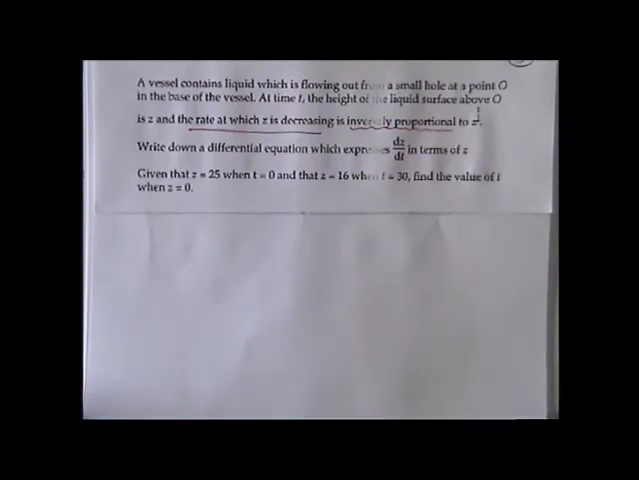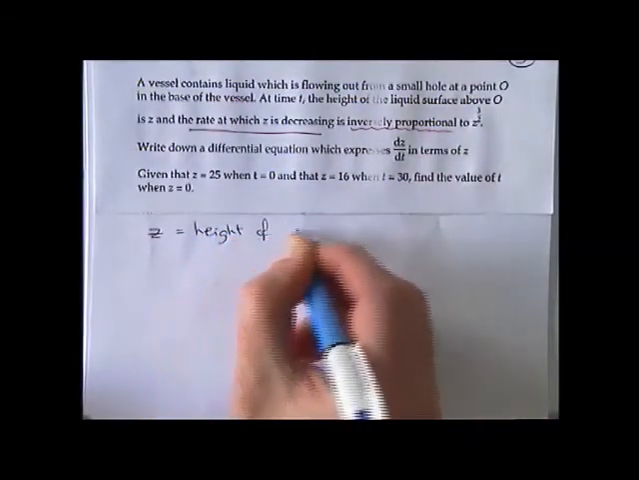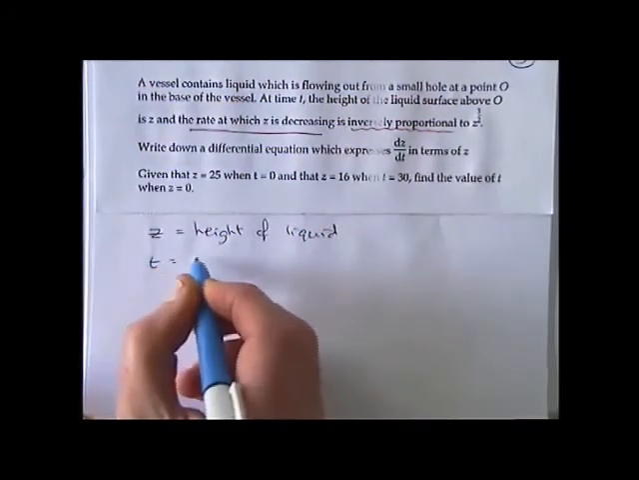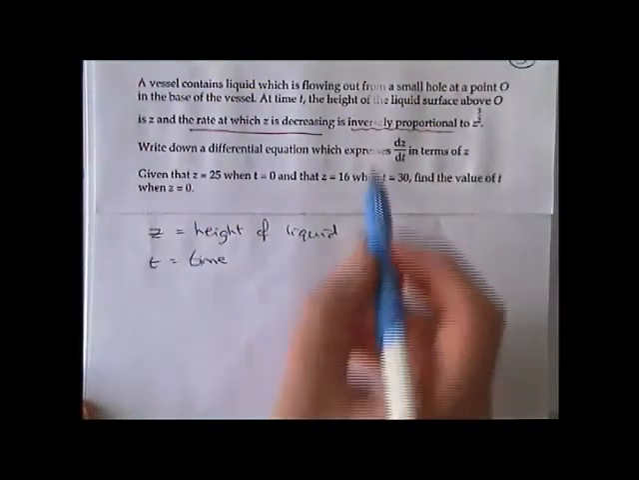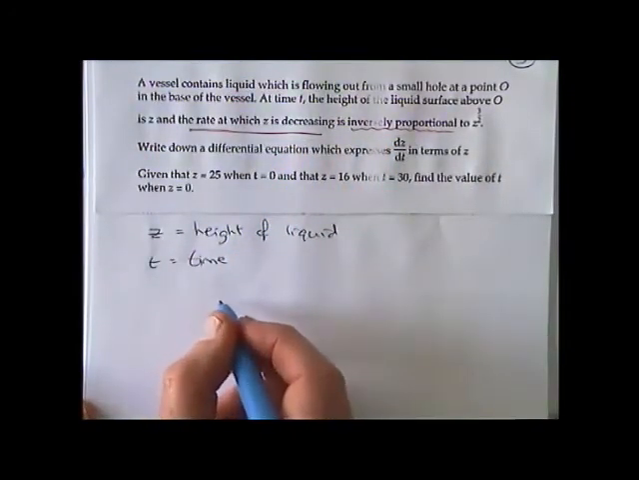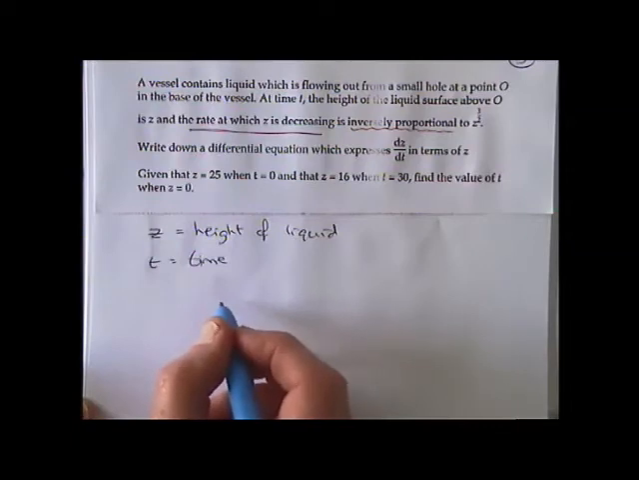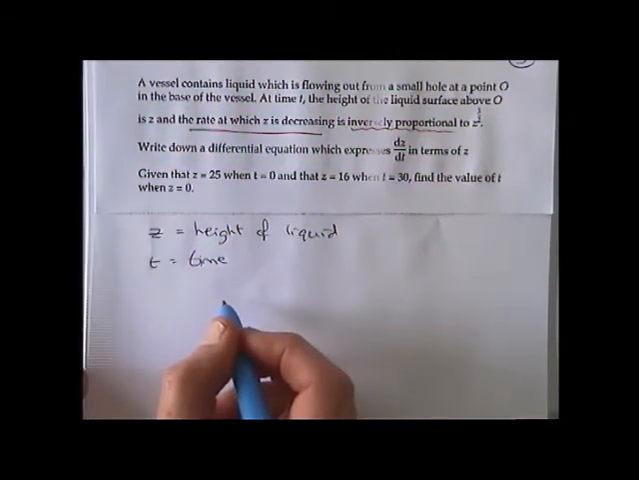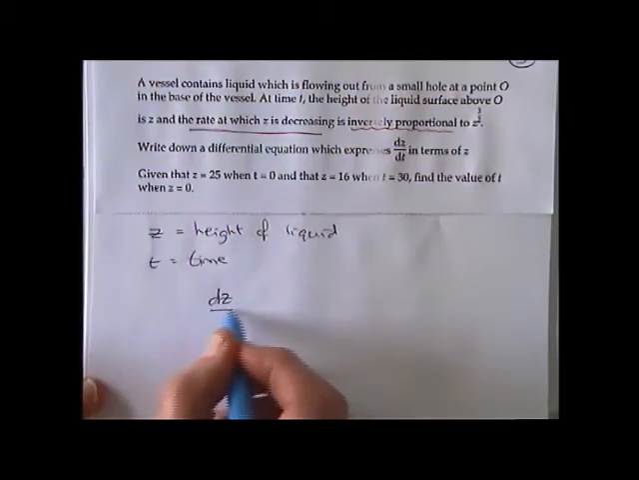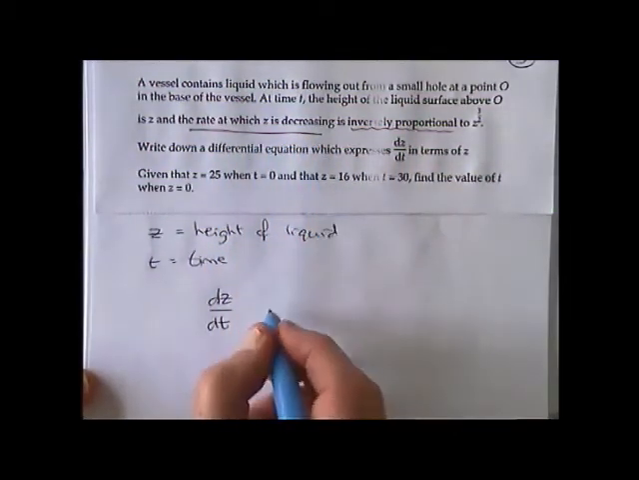So in this question, the letters we are interested in come from here. We're interested in z and we're interested in t. Z is the height of the liquid, and t is the time. And we are told the height of the liquid is decreasing. What will I write down for the height is decreasing? This is where the differential bit comes in. Think back to the last question. It's how the height is changing over time. dz/dt. So the rate at which it's decreasing is inversely proportional.